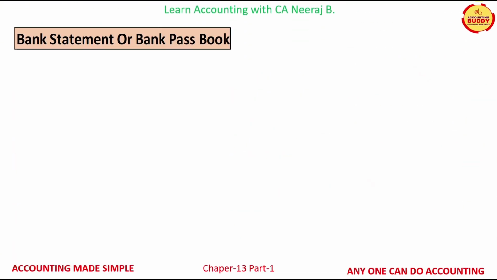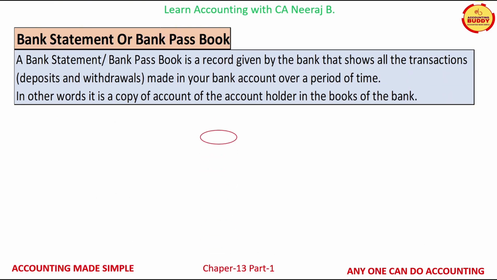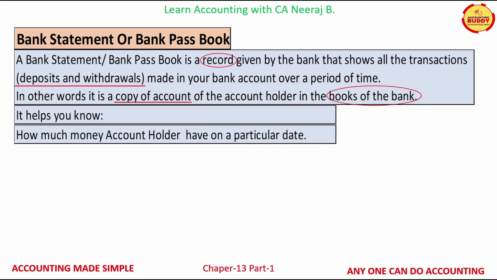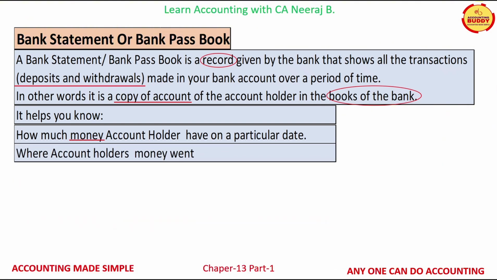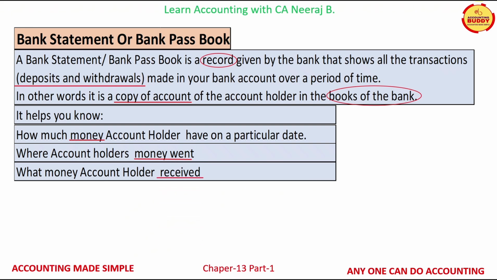Let us understand the term bank statement or bank passbook. A bank statement or a bank passbook is a record given by the bank that shows all the transactions related to the deposits and withdrawal made in your bank account over a period of time. In other words, it is a copy of the account of the account holder in the books of accounts of the bank. It helps to know how much money the account holder has on a particular date, where the account holder's money went, what money the account holder received.